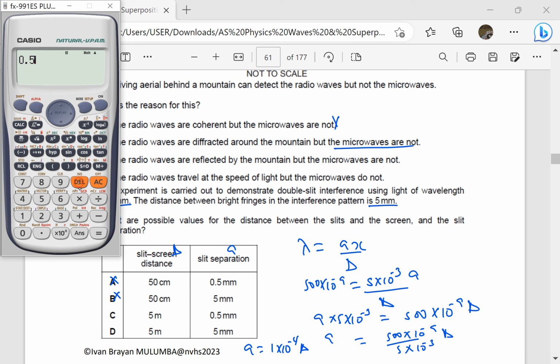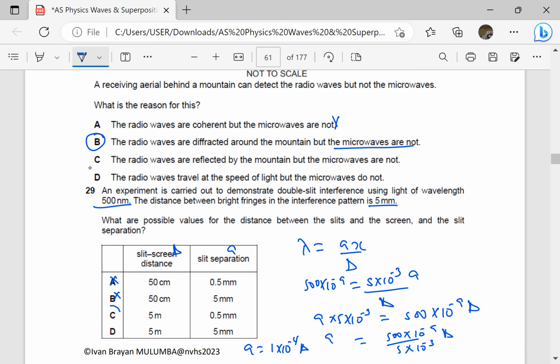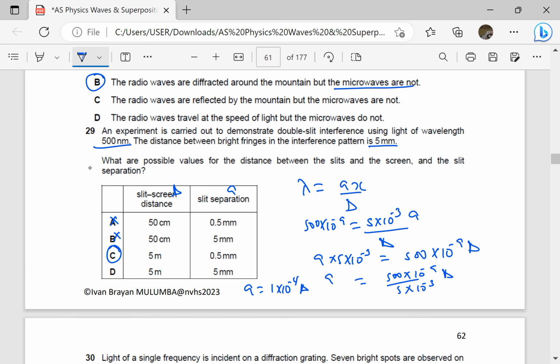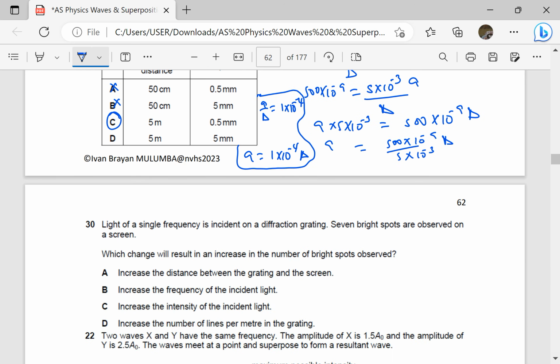Let's check the third one. 0.5 exponent negative 3 divided by 5 meters. So this is giving us 1 times 10 power negative 4. So the answer is going to be C, because we have seen that a divided by D should be giving us 1 times 10 power negative 4. So the answer is going to be C.